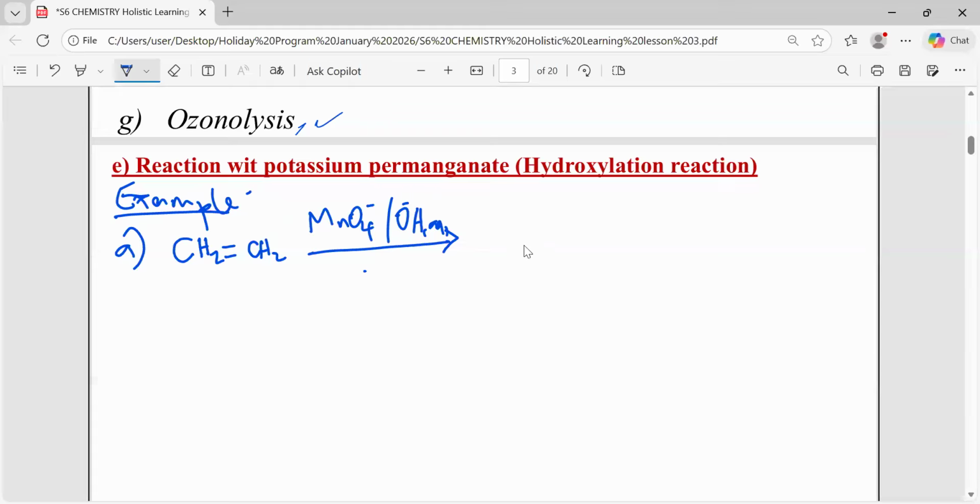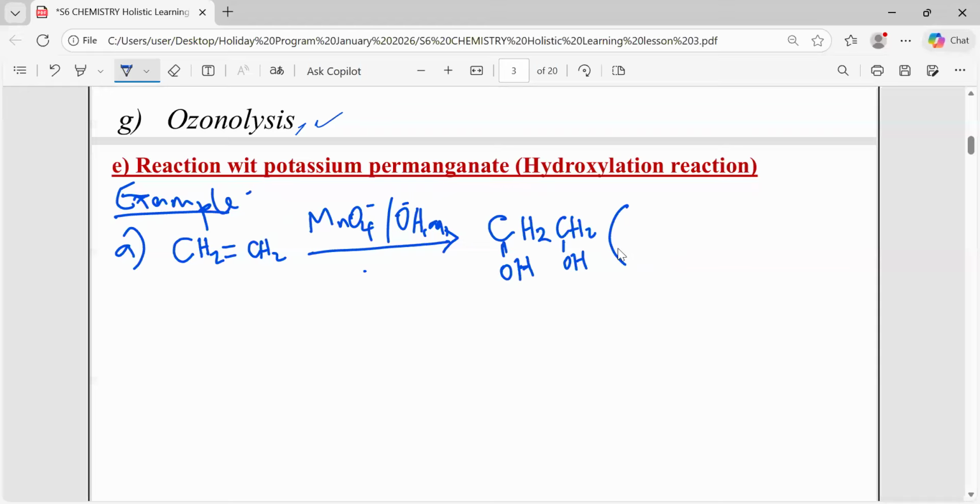I want us to move faster. It's going to form a diol. Okay. So I'm going to write CH2, CH2, then OH on the carbon, OH like that. CH2 CH2 OH OH. And what is the name of this compound?